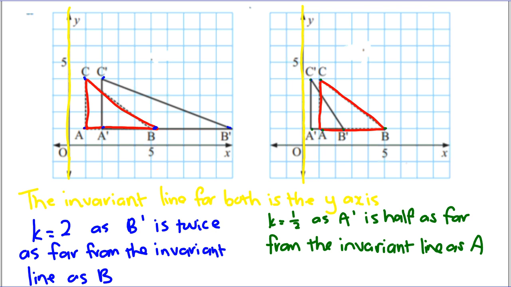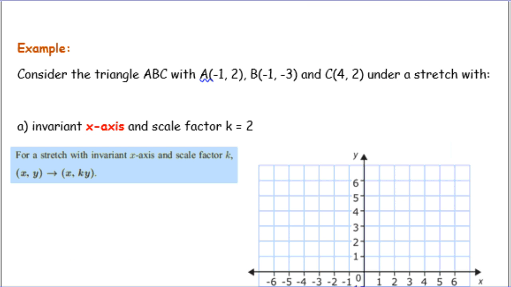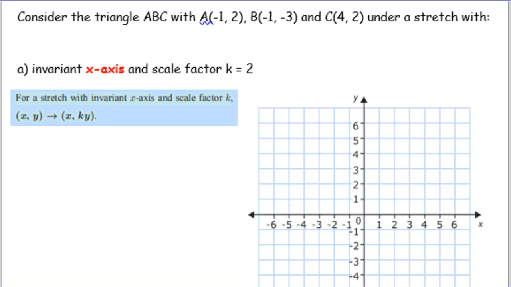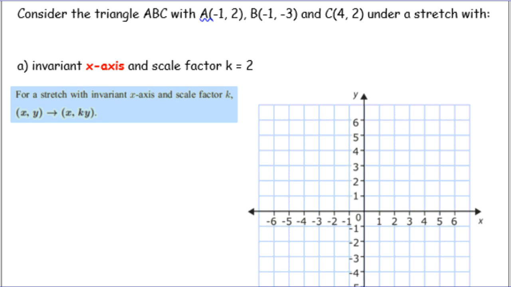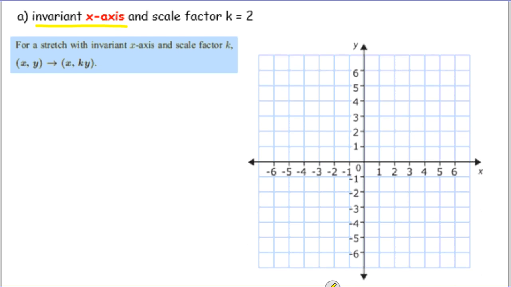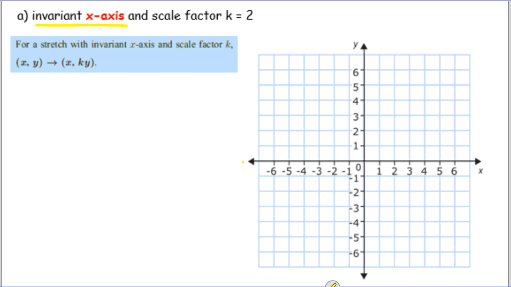Brilliant. Let's keep moving on. Try to get through this nice and quickly. So here's another example. Consider the triangle ABC, points A, B, and C, under a stretch with invariant x-axis and scale factor of 2. So I'm going to draw in my invariant line first. Invariant x-axis, so I'm going to draw in my x-axis, just to remind myself that's my invariant line. It helps to draw in the invariant line.